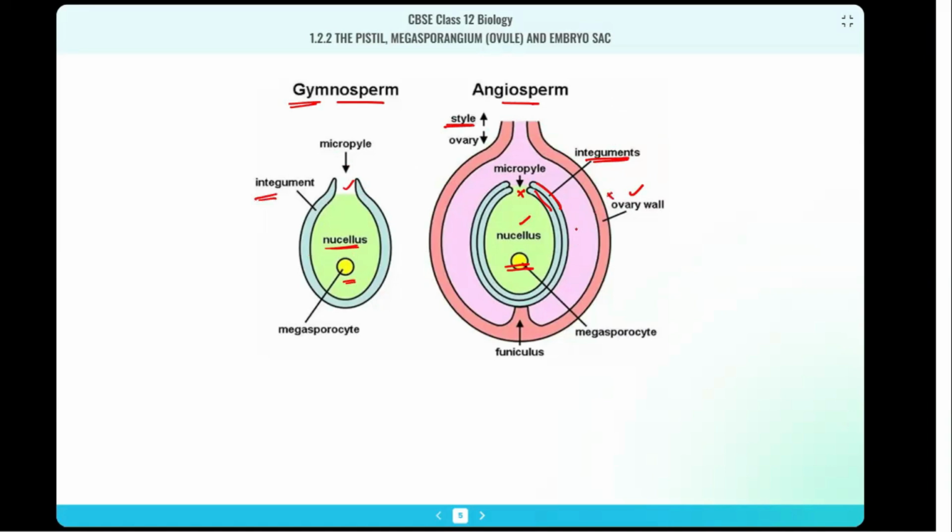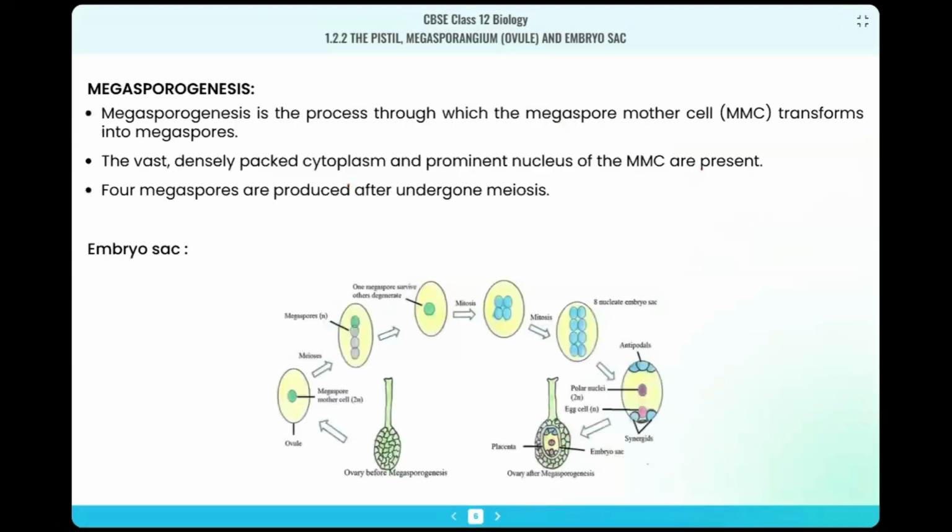So you have to remember this thing. In case of angiosperms, they have the ovary wall, they have the funiculus, but in case of gymnosperms, they lack the ovary wall, and they'll be having a smaller number of integuments as well.